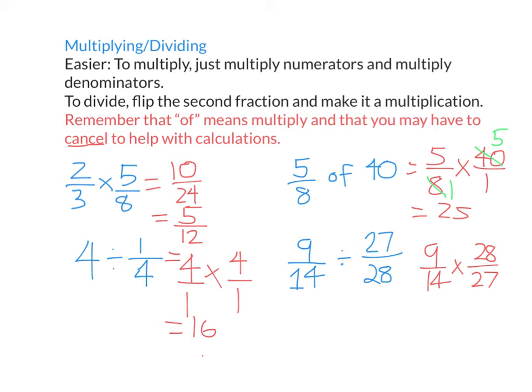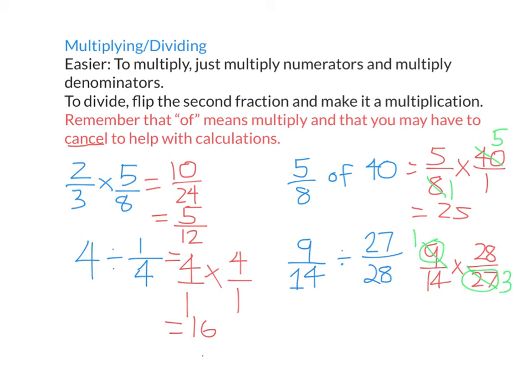So what I'm going to do is cancel. You can cancel when you're multiplying. You can cancel anything on the bottom with anything on the top as long as they have a common factor. So 9 and 27 have a common factor, so I can cancel. 9 divided by 9 is 1. 27 divided by 9 is 3.